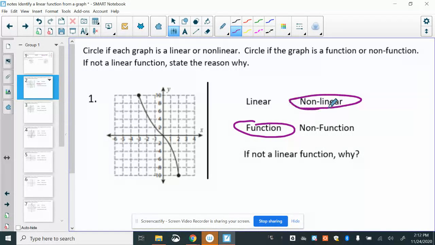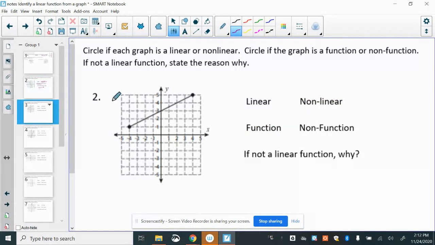And it is nonlinear because it is non-straight. If it's a nonlinear function and you ask me why, I'm going to say because there is a curve. It is not a line. It is a curve. I'm going to do another one, and then you can try the next four on your own. Again, is it a function?